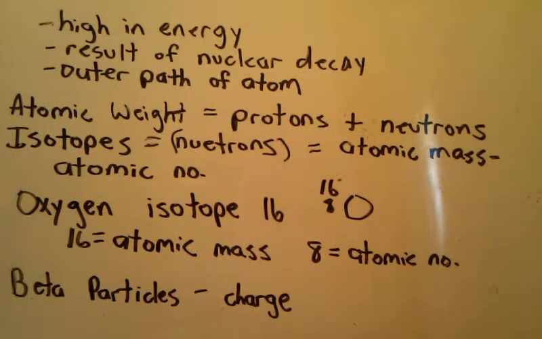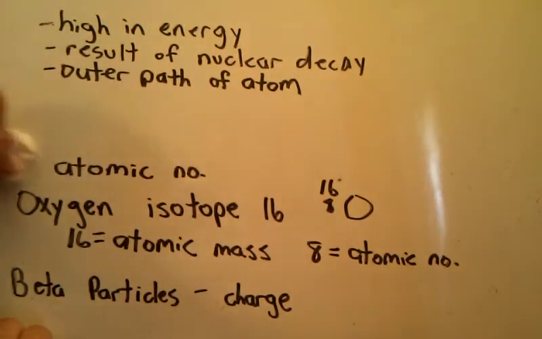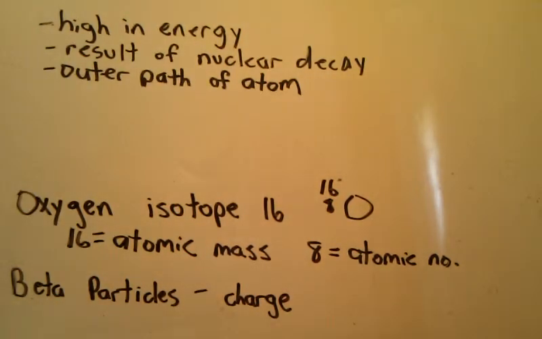Beta particles are symbolized by the Greek letter beta, which kind of looks like a B. Okay, that's the symbol for beta particles. The mass of an electron is negligible compared to the total mass of an atom. Therefore, the symbol for an electron or a beta particle often shows zero mass.